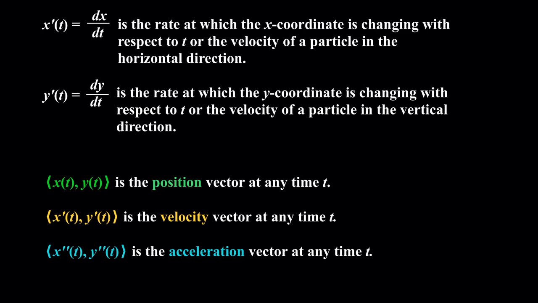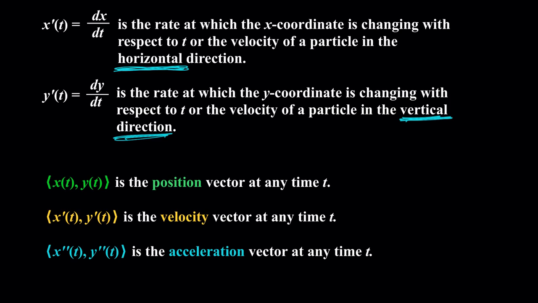All right, so when we see x prime of t, that means the same thing as dx/dt, which is the rate at which the x coordinate is changing in the horizontal direction. All right, so we're going to be seeing the rate at which the particle changes in the horizontal direction, and dy/dt is the rate at which the particle changes in the vertical direction.